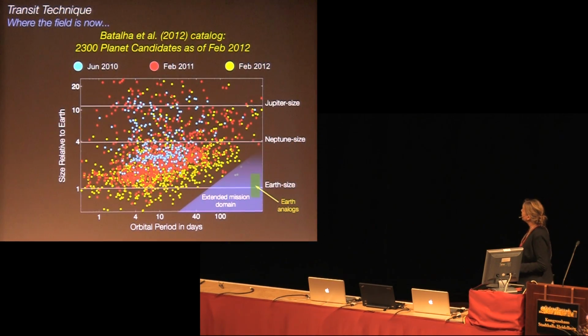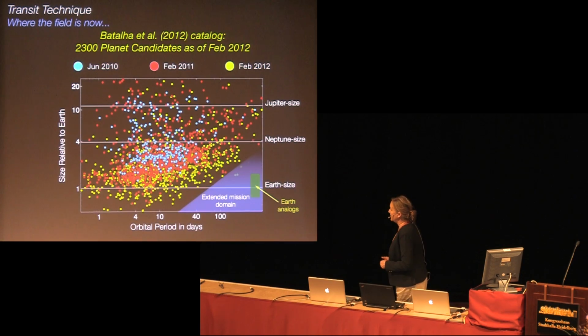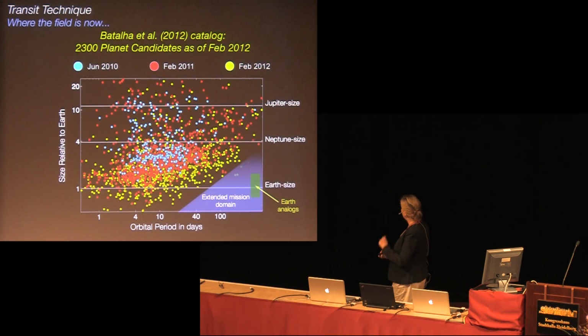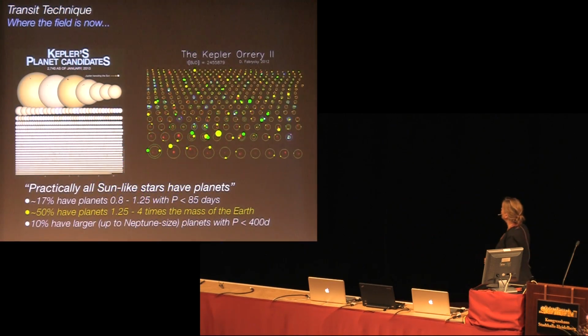This plot from Natalie Batalha shows the planet candidates from Kepler, an incredible number. If you still look down here at the Earth-sized planets at Earth-like distances, there are very few that qualify, and they're orbiting stars that are very far away. It's great science, don't get me wrong. It's one part of the problem.